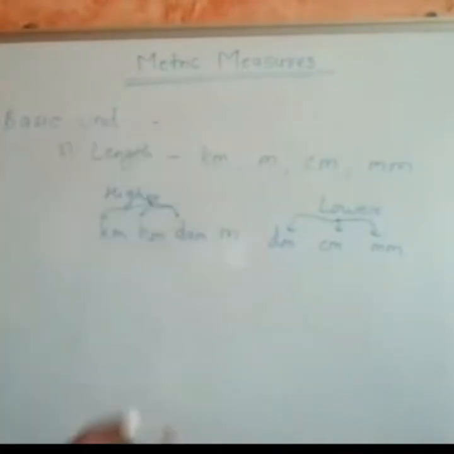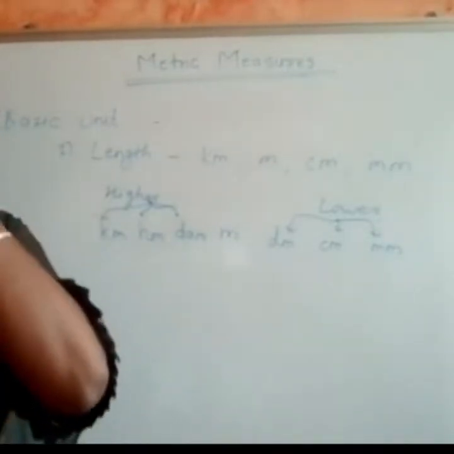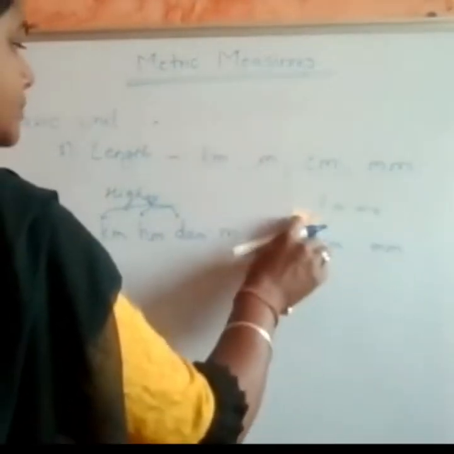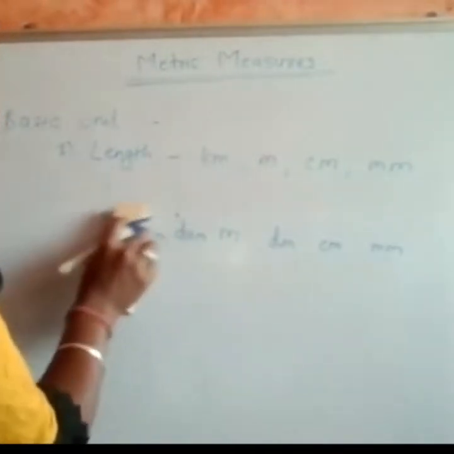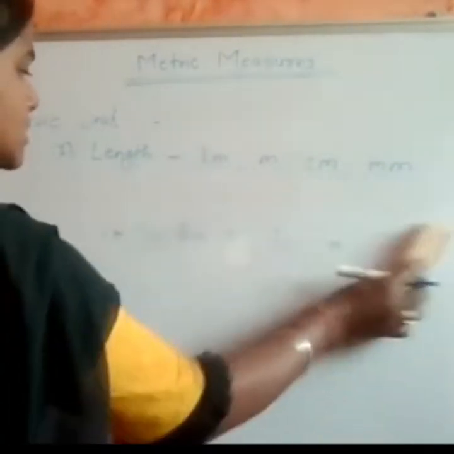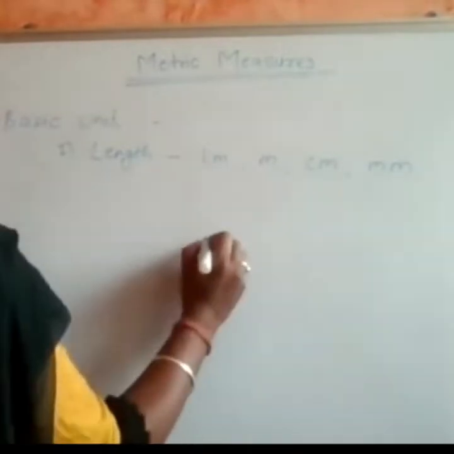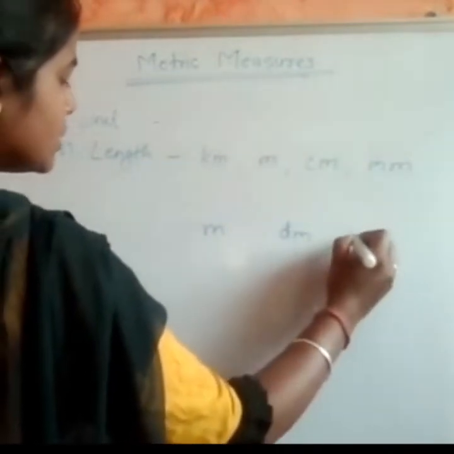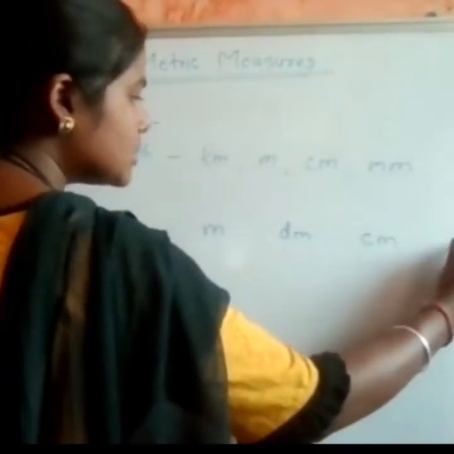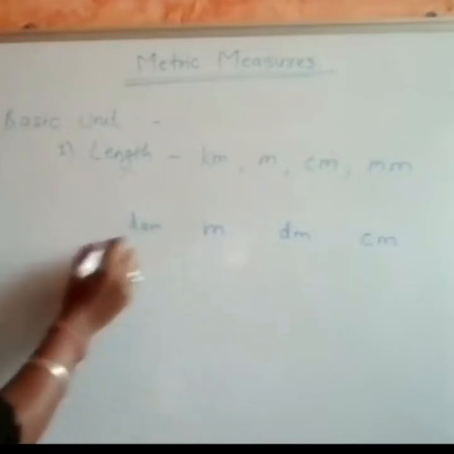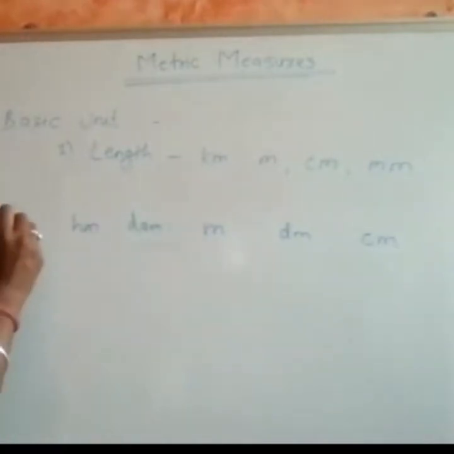Everyone can't keep in mind the formulas of 1 meter equals how many centimeters and 1 centimeter equals how many millimeters. So I am giving one trick that you have to keep in mind. I'm writing with some distance so that it will be visible: meter, decimeter, centimeter, millimeter, and then decameter, hectometer, and kilometer.